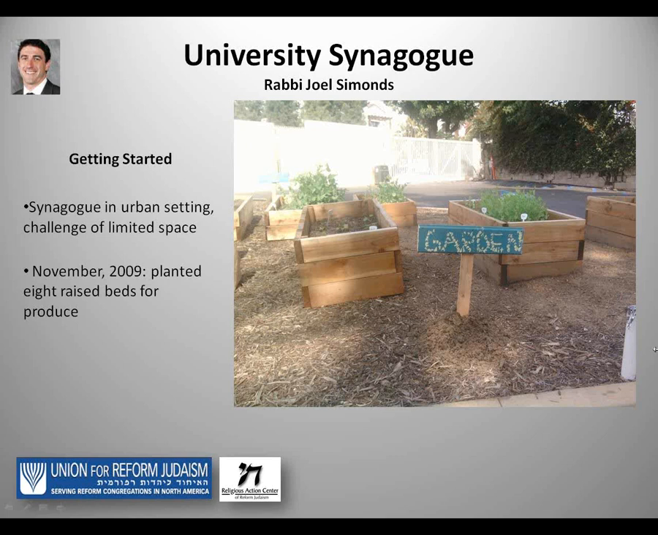We do not have a large area at all. We have a very small area, only about eight raised beds we were able to have in our garden. But through those raised beds, we've been able to plant and harvest a number of various vegetables. And 100% of our produce is donated to local food pantries.